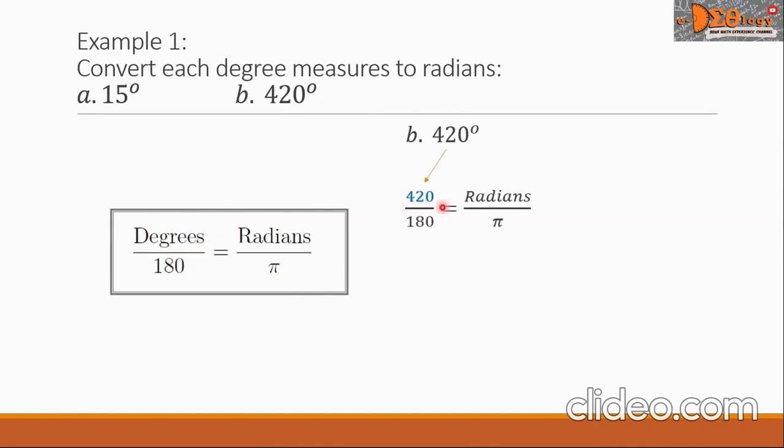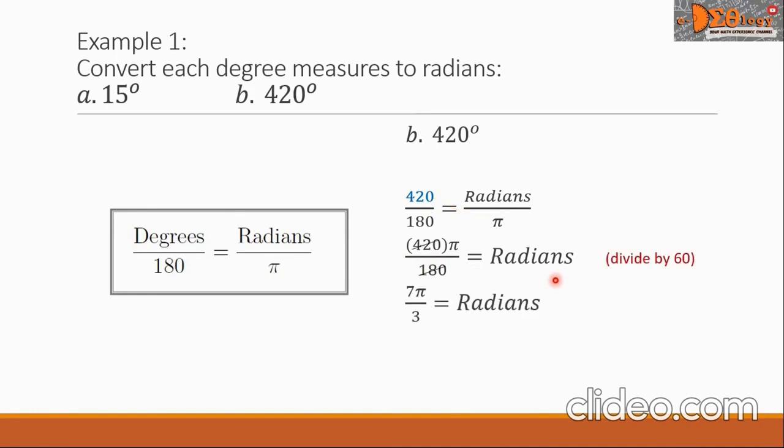420 over 180 equals the right hand side, radians over pi. Simplifying further, we're going to cross multiply this pi to the left side, so the pi will be multiplied to the 420. We have now 420 times pi over 180 equals, the radians will be alone on the right side. Simplifying further, we're going to divide by 60 the numerator and the denominator of the left hand side.